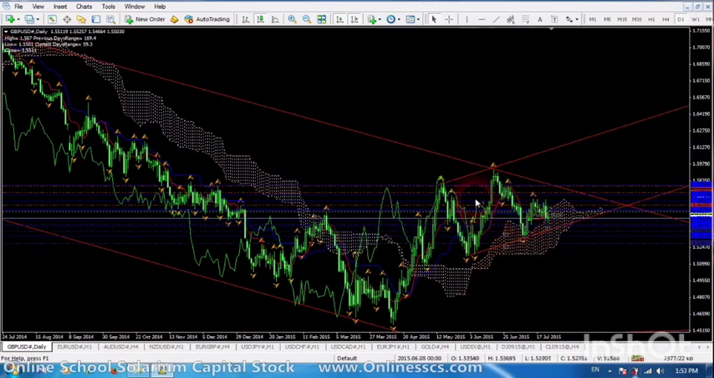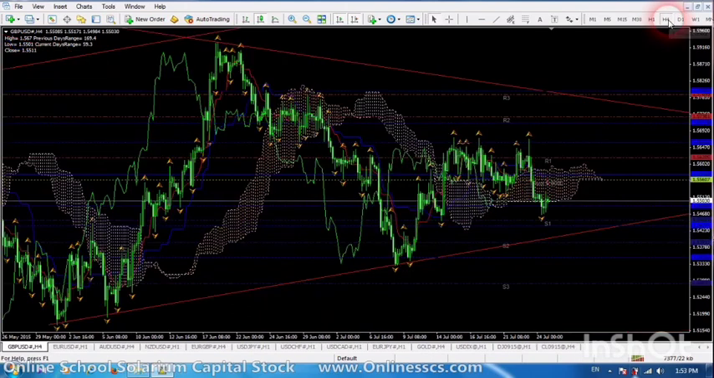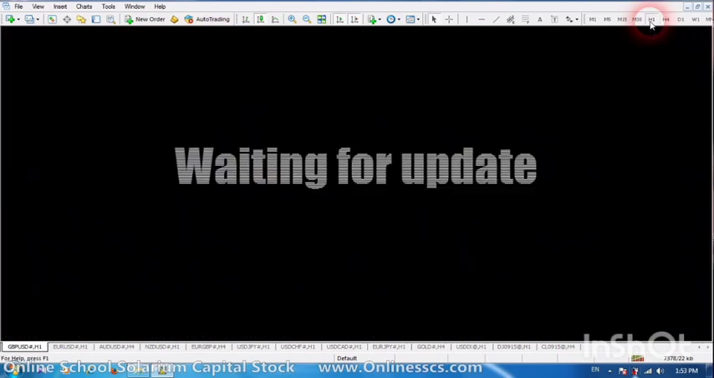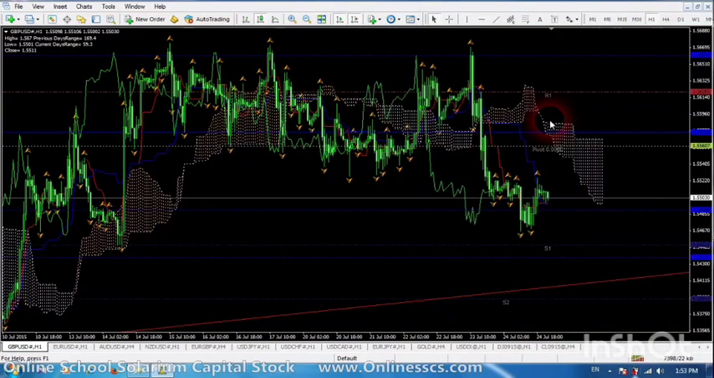So as you can see, I had drawn the trend line in my daily time frame from the last two swing highs, and in my 4-hour time frame you can see the trend line that I have drawn. So in my 4-hour time frame we have an uptrend. I'm going to move on to a shorter time frame. This is the hourly time frame.